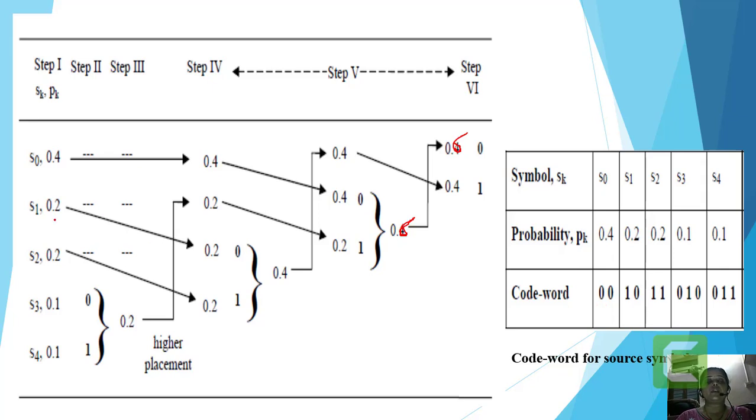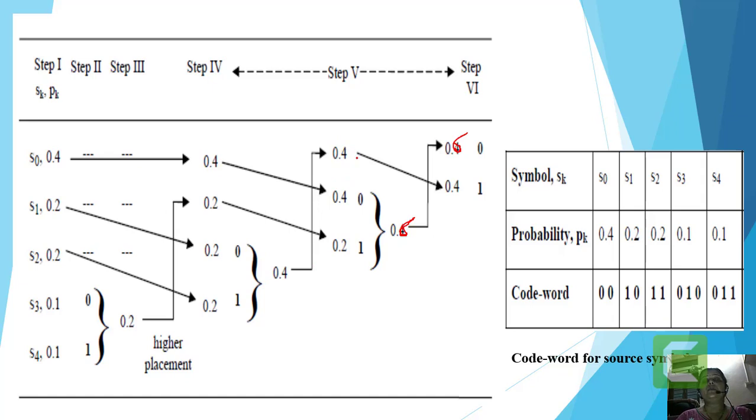Let's go for the second symbol with the probability of 0.2. It is traced out like this. Here it is assigned the value 0. It is involved in the combined probability of 0.4. This is taken forward over here. Here there is no assignment.